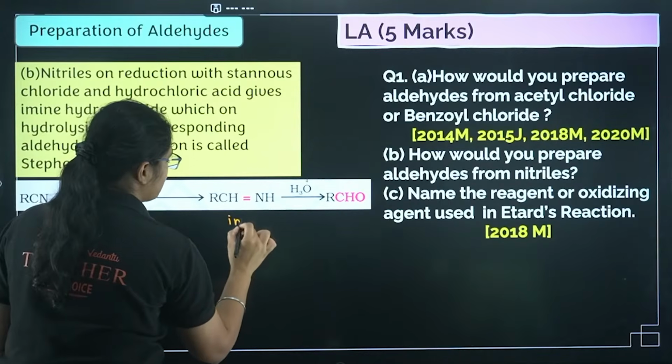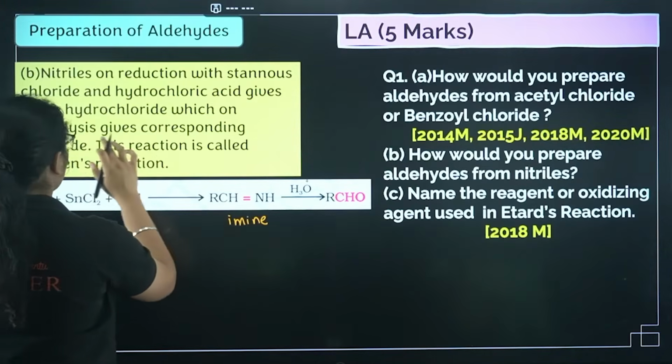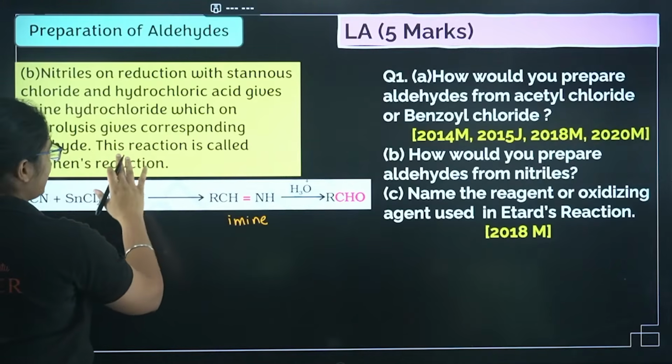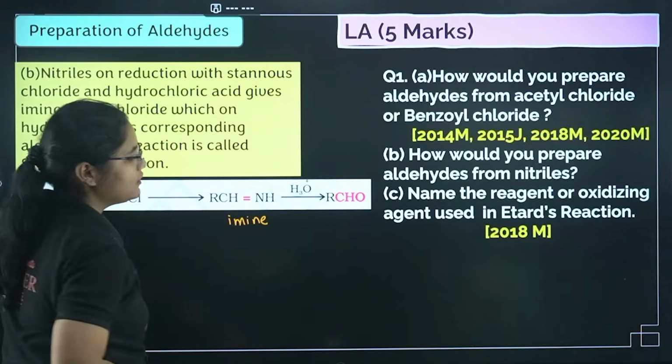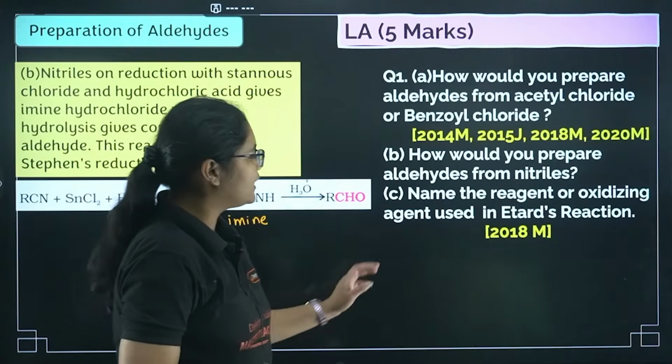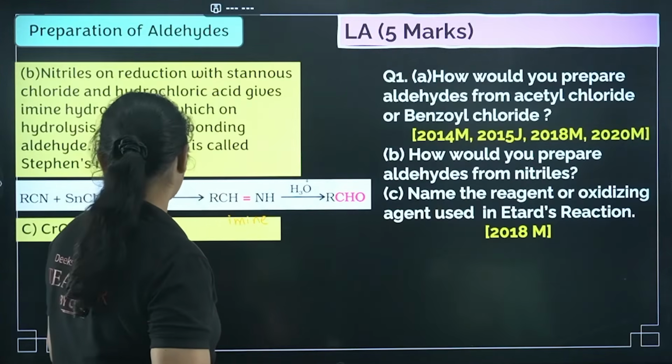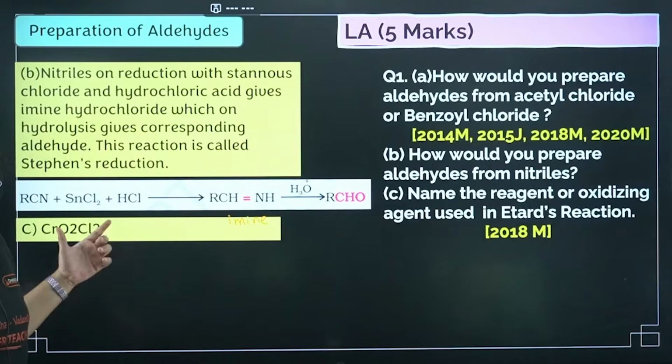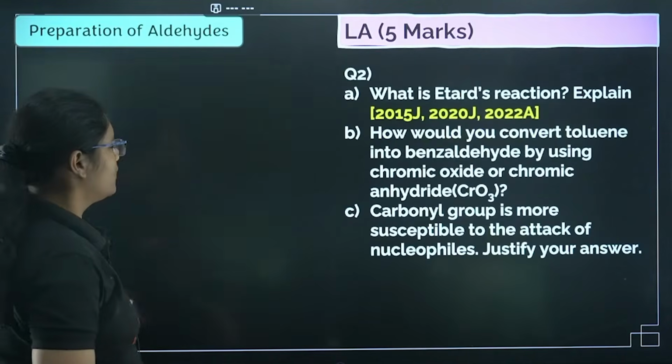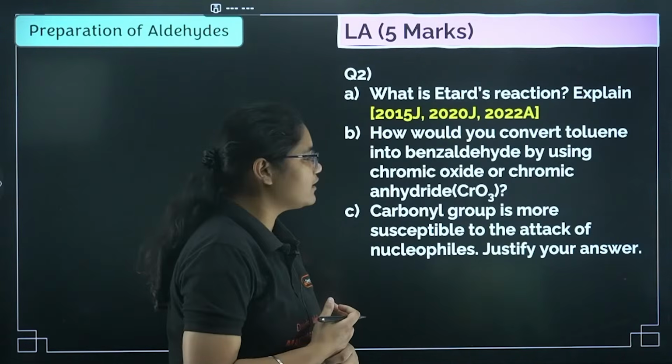This is your imine formed, which on hydrolysis gives the corresponding aldehyde. This reaction is called the Stephen reaction. Next, name the reagent that is used in the Etard reaction. That is your CrO2Cl2. Clear? Okay.